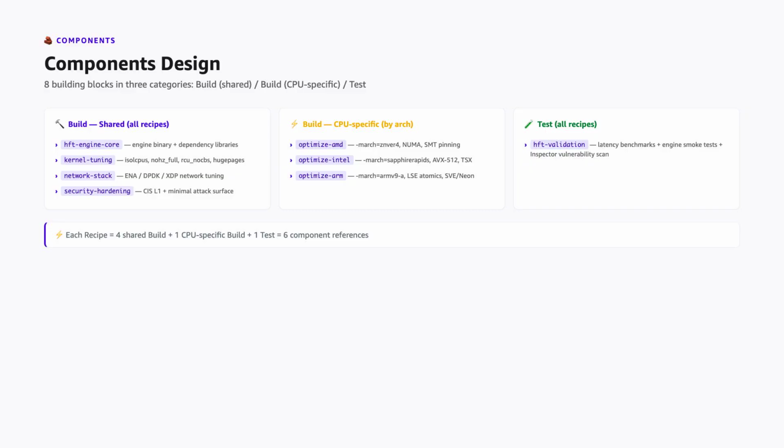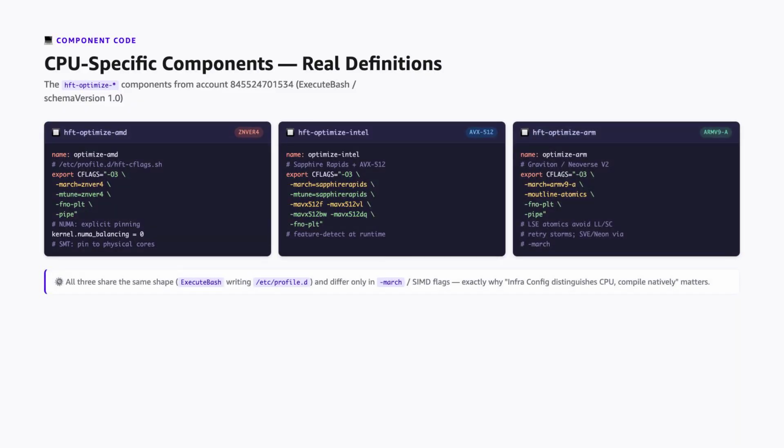Each recipe is 4 shared build steps, plus 1 CPU-specific step, plus 1 test, 6 component references, drawn from a pool of just 8. Here are the 3 CPU-specific components as they actually exist in the account. They're deliberately almost identical in shape. Each is an auto-execute bash step that writes compiler flags into the environment, into /etc/profile.d and /etc/environment. What differs between them is only the march target and the SIMD flags.